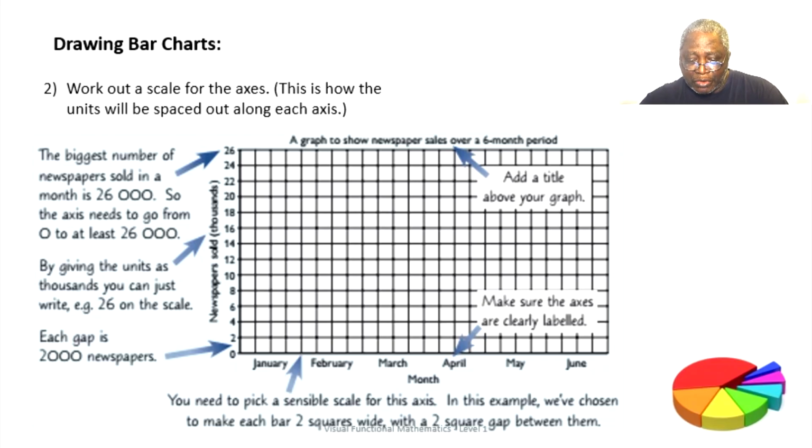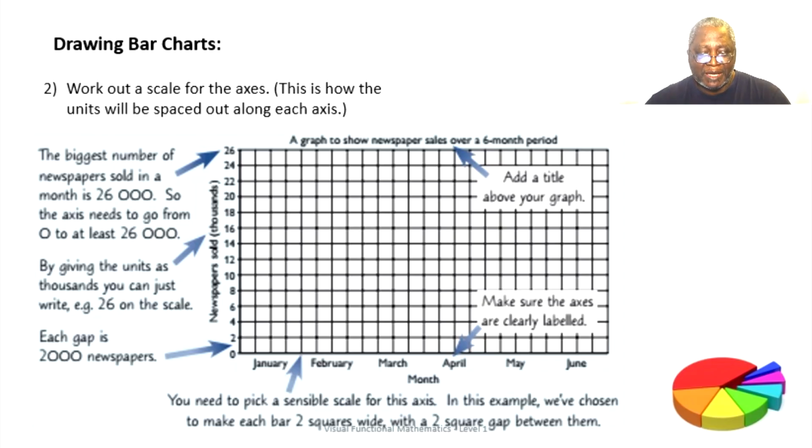Add a title above your graph so that it's clear for people to understand what the graph is about. And then on the left, you see some guidance for the axis. The biggest number of newspapers sold in a month is 26,000. So the axis needs to go from 0 to at least 26,000. But obviously you will not have space to start from 1 to 26,000.